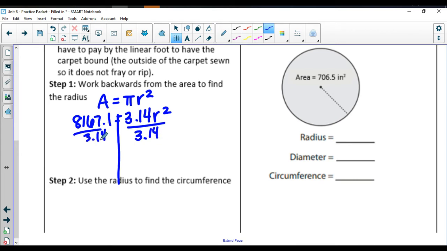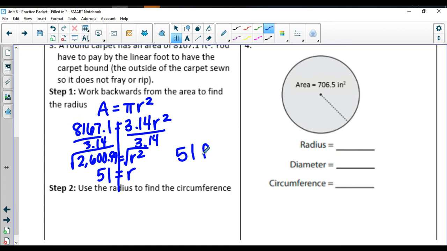So 8167.1 divided by 3.14 gives me 2,600.99, which is equal to r squared. So I'm going to take the square root on both sides here. So 2,600, and I need the square root of that. And getting that, I get 50.9999. So that means that I'm going to just round up to a whole number here, which is going to give me 51 for the r. So the radius is going to be 51, and our units here are feet.